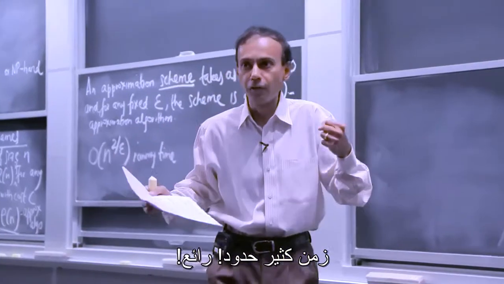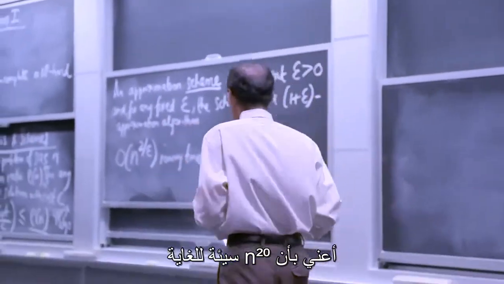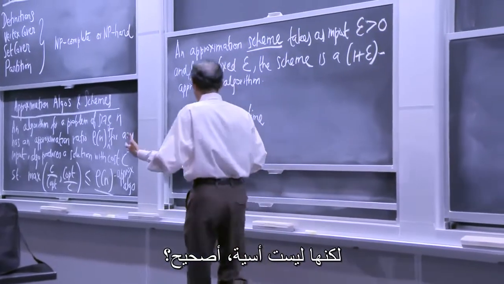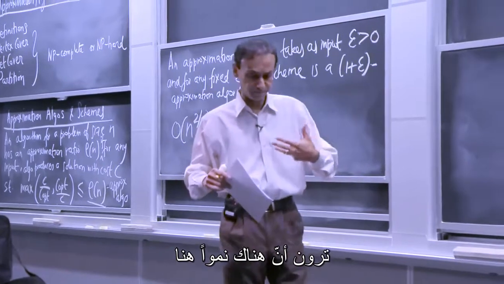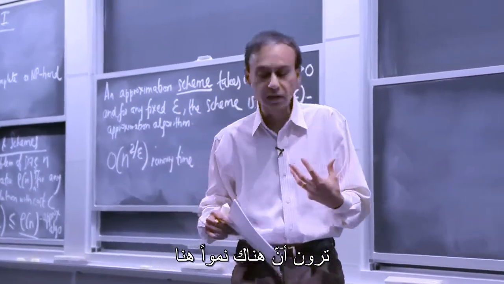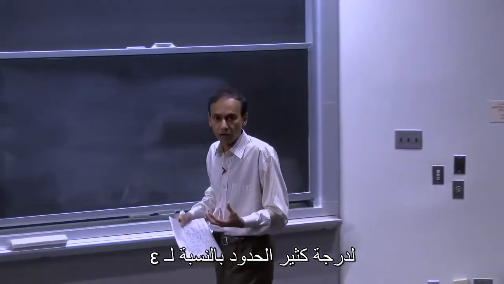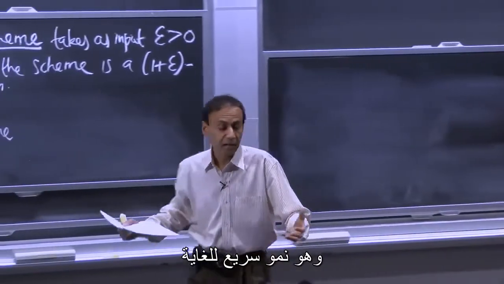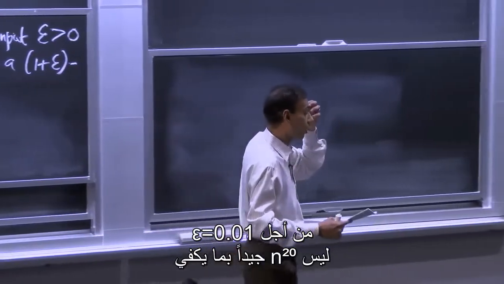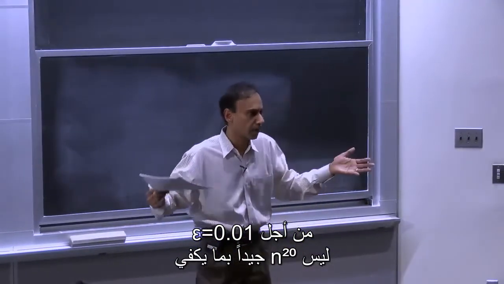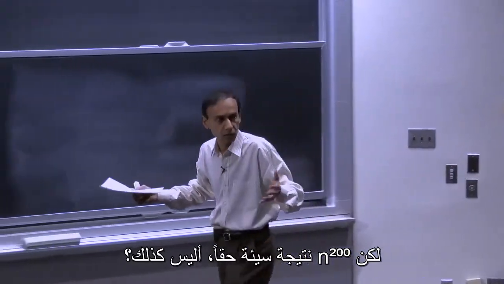Polynomial time, wonderful, solve the world's problems. Not really. I mean, n raised to 20 is pretty bad. But it's not exponential, right? So you see that there's a growth here of polynomial degree with respect to epsilon. And it's a pretty fast growth. If you want to go to epsilon equals 0.01, I mean, even n raised to 20 is probably untenable, but certainly n raised to 200 is completely untenable, right?